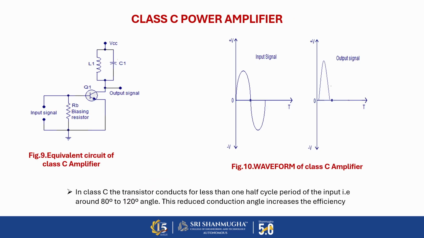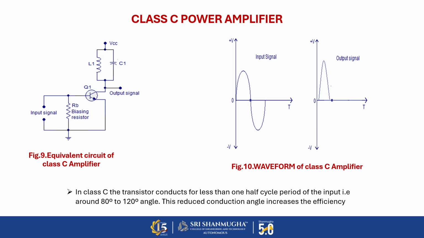Next one, class C power amplifier. In the class C amplifier, to avoid the crossover distortion of the class B amplifier, we go for the class C amplifier. Here we are utilizing only one transistor stage, denoted as Q1. And next we are using RB, that is the base resistor. It is nothing but a biasing resistor, so at the base terminal we are connecting a biasing resistance.